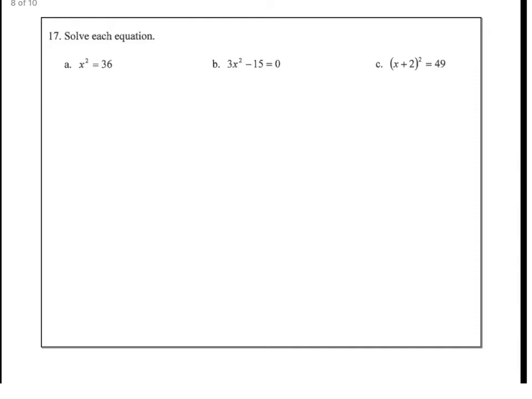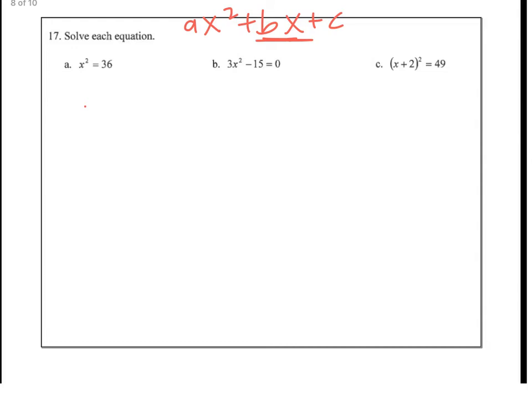Solving each equation. So now looking at all the examples here in 17, these all lend themselves nicely to using square roots, or solving using square roots. So remember that the regular formula is ax squared plus bx plus c for a quadratic. If you're missing that middle term, that bx, that's usually an indicator that using square roots will work out nicely.